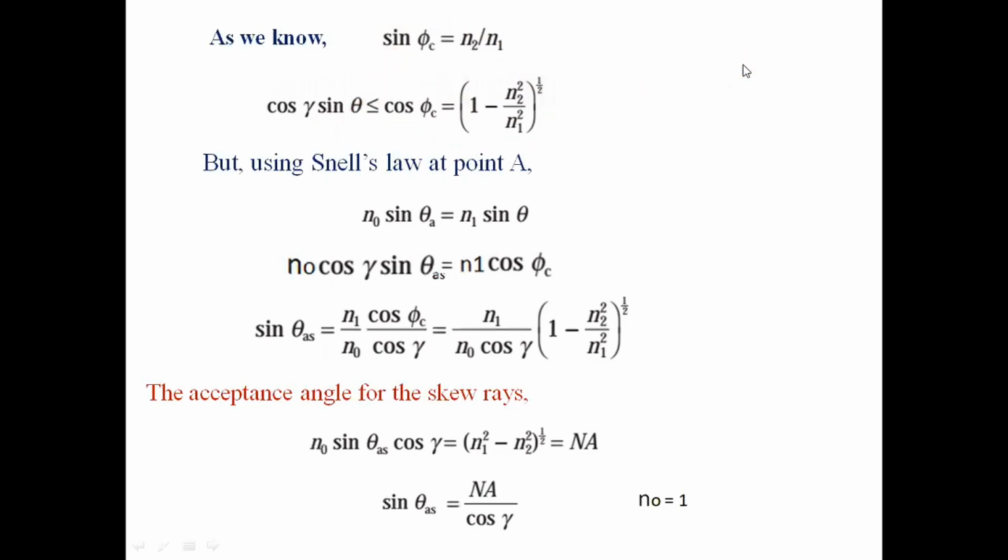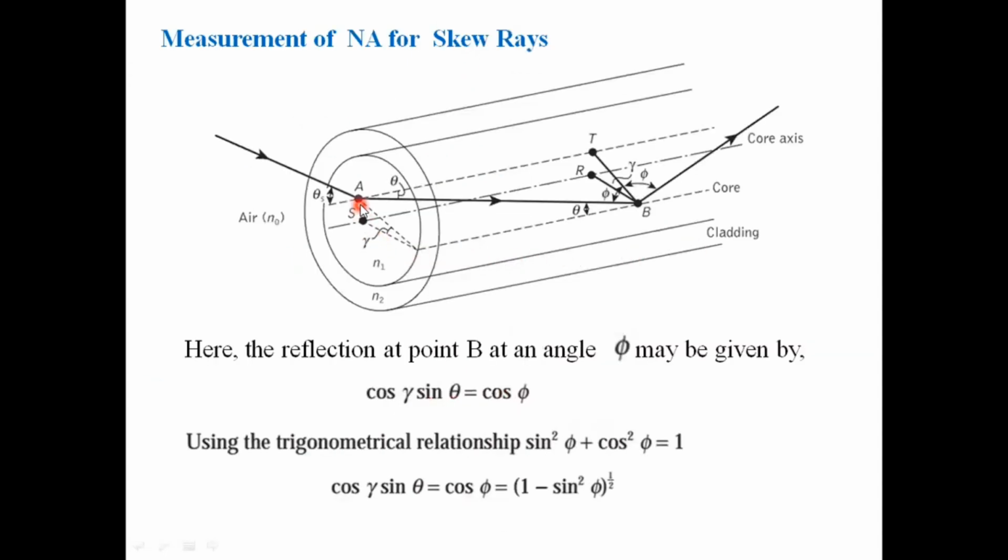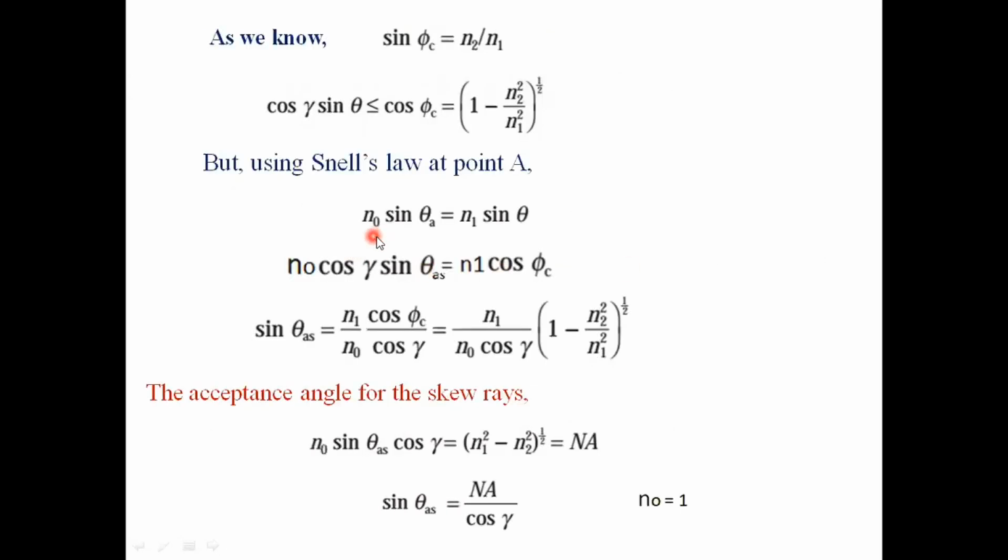Okay, then let us go for another one. By taking Snell's law at point A, n0 sin theta A equal to n1 sin theta. Let us consider here at point A, the light enters from the air medium to the core medium. When light enters from one medium to another medium, Snell's law comes into play. As per the law, we can write the expression n0 sin theta A equal to n1 sin theta, where theta is nothing but the refracted angle, and theta A is the incident angle or acceptance angle for meridional rays.